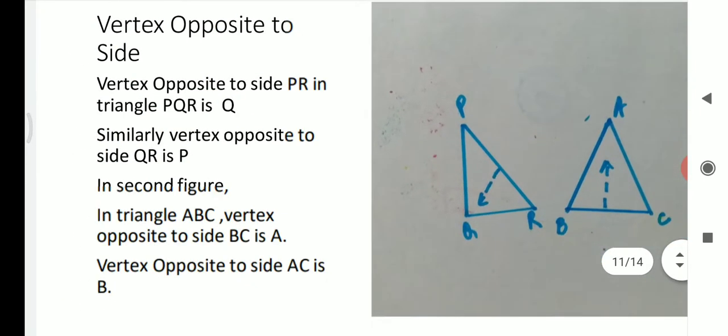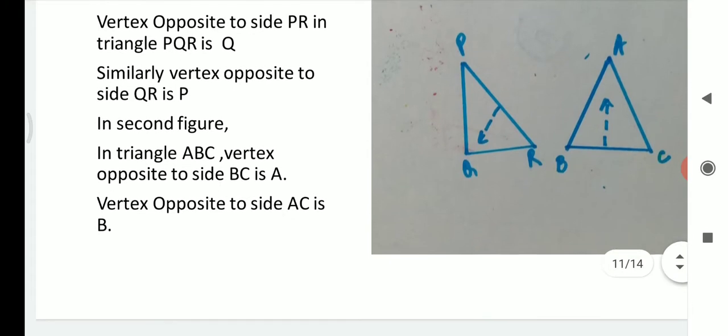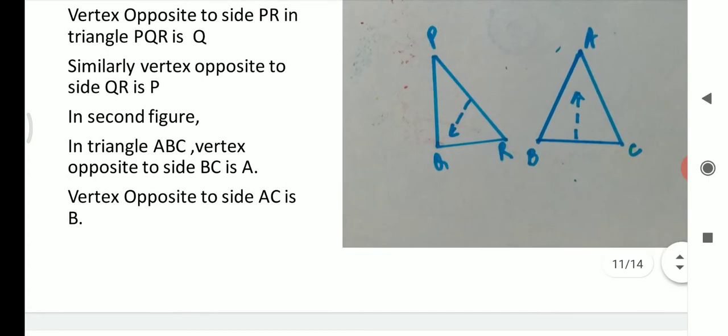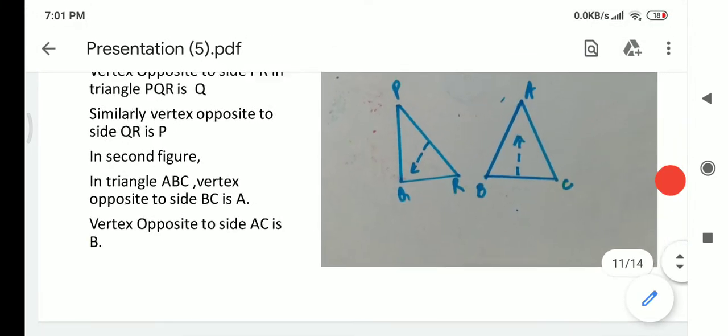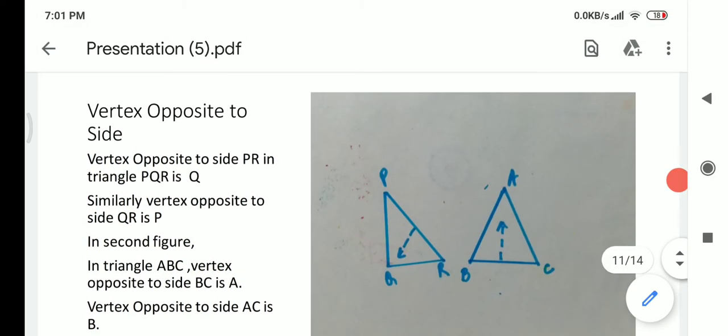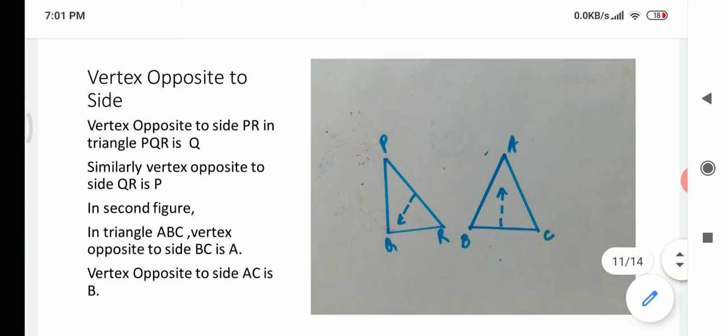Vertex opposite to the side PR is Q. Similarly, vertex opposite to the side QR will be P. In the second figure, the vertex opposite to the side BC is A. Similarly, which vertex will be opposite to AC? B.